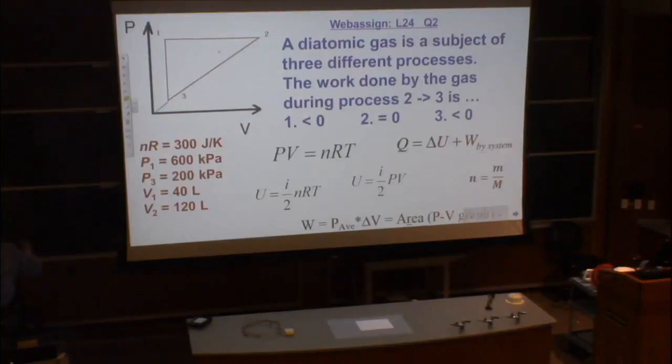Here we have three different processes done on the same system. It doesn't matter how many processes, one, two, three, four, five. The approach will be the same. So this question is about this process. From this state, high pressure, high volume, to this state, lower pressure, lower volume. So this is how we change it. How can we do that? Doesn't matter. We can do it by our hand.